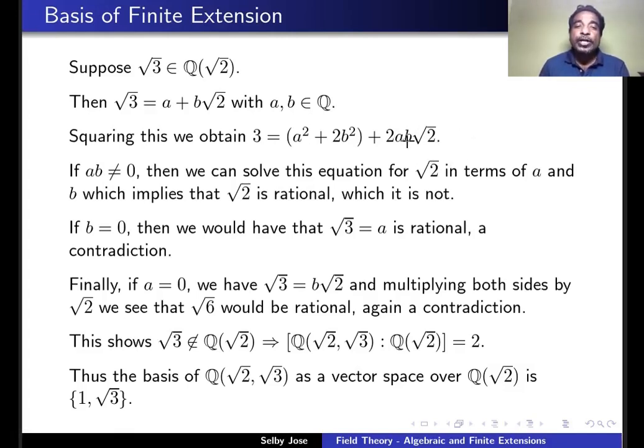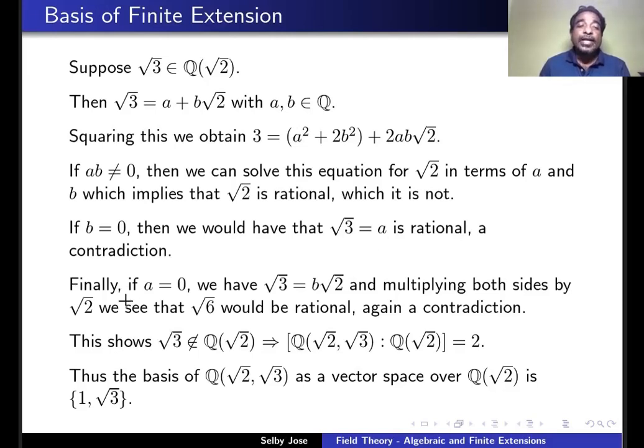And if ab is not equal to 0, then you can write root 2 is equal to (3 minus (a square plus 2b square)) the whole upon 2ab, which means that root 2 is a rational number, which is not possible. So if b is equal to 0, then we would have root 3 is equal to a, which is also not possible because a is rational.